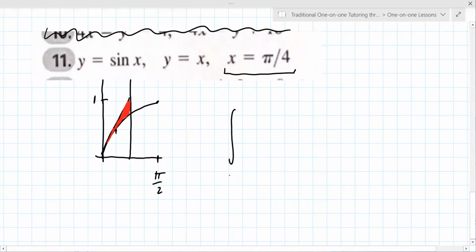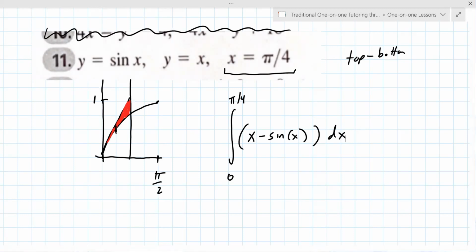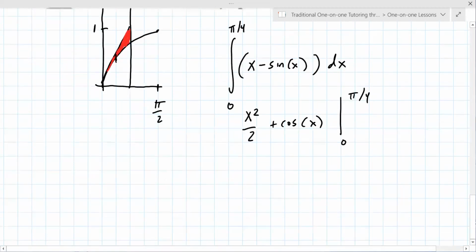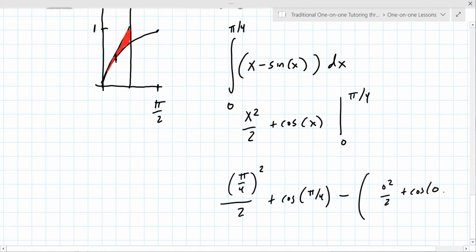So the area between them, you're going from 0 to pi over 4. And this time it's top minus bottom, so it's the integral of x minus sine x dx. Okay, you know what? Sorry, I was on the wrong zoom. All right, so this is a fairly straightforward antiderivative. You get x squared over 2 plus cosine x evaluated from 0 to pi over 4. So that's pi over 4 squared over 2 plus cosine pi over 4, minus 0 squared over 2 plus cosine 0.